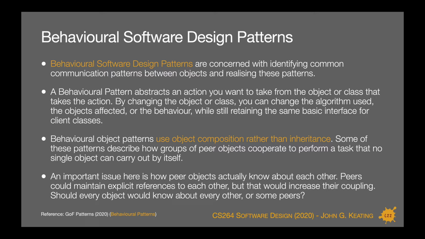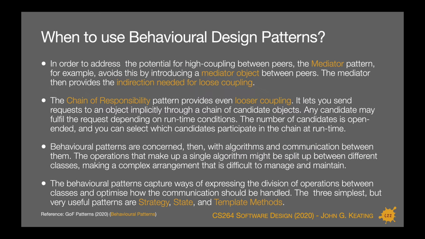So how the objects behave is really why we need these kinds of patterns. Okay, so when do we use them? In order to address the potential for high coupling between peers, the Mediator pattern, for example, avoids all that by introducing a mediator object between peers. And the mediator then provides the indirection needed for loose coupling. Remember, we're all the time trying to look at loose coupling because if we have to update an object or a class associated with that object, then we don't want to have to update them everywhere.